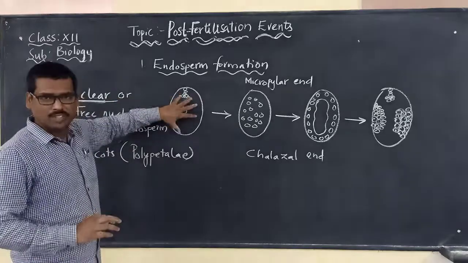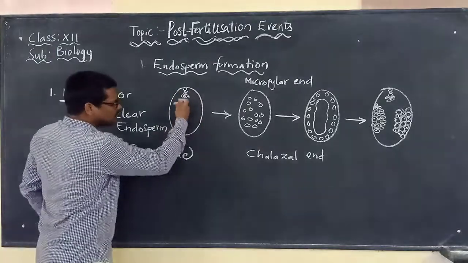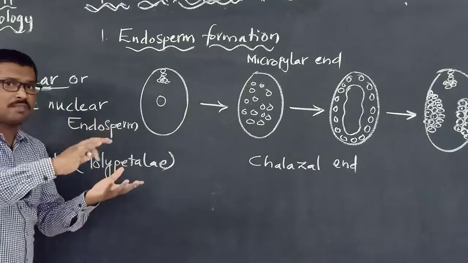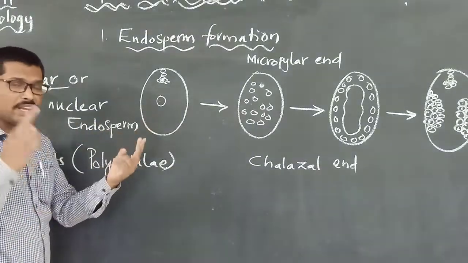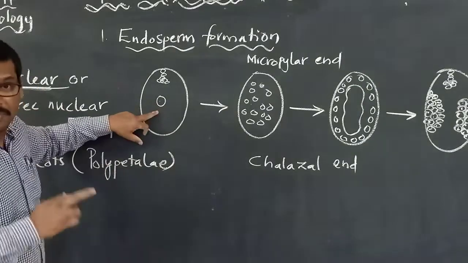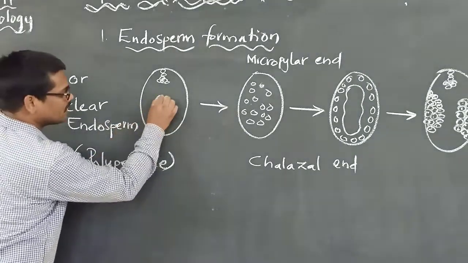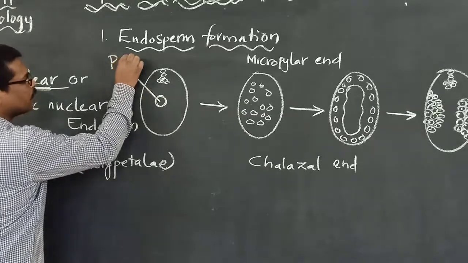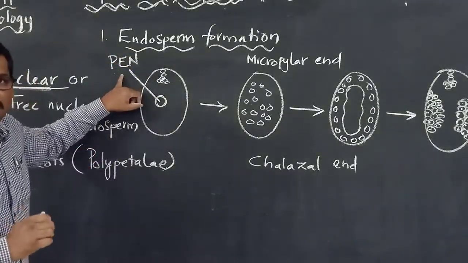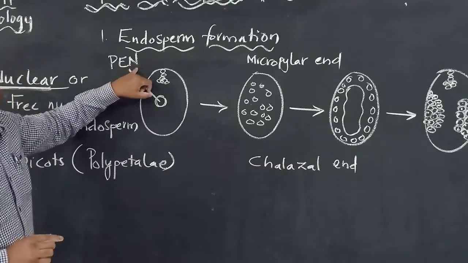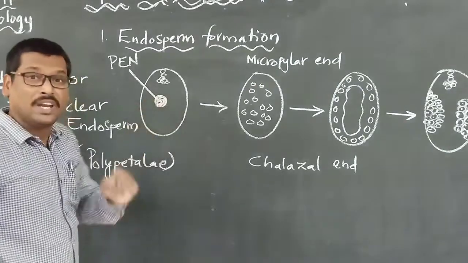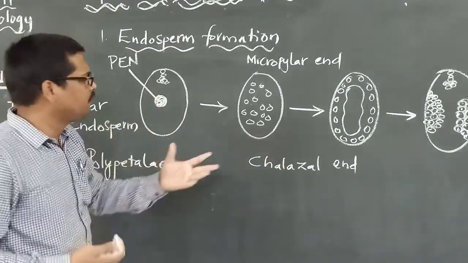Here is the embryo sac. And here we are saying that this has now changed into what? The endosperm. Because of fusion of what? Again the same point: fusion of two polar nuclei with one male gamete. It has formed the primary endosperm nucleus. So let us say this is now the primary endosperm nucleus. PEN represents the primary endosperm nucleus. This primary endosperm nucleus will undergo repeated division.